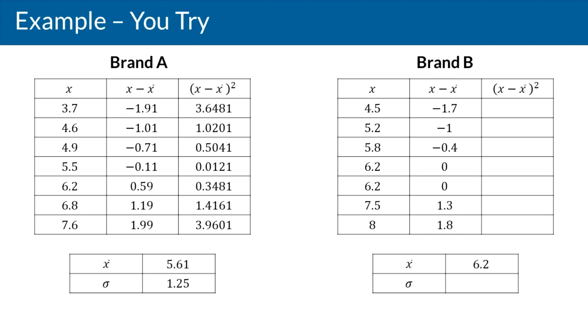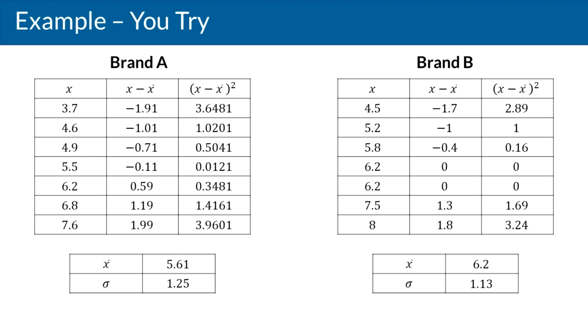Notice how the deviation for 2 values is 0 because my mean is actually within my data set here. And now I've squared my deviations so I can add them together and average them out. If you've finished calculating the standard deviation correctly, you should get a standard deviation of 1.13 hours for brand B.